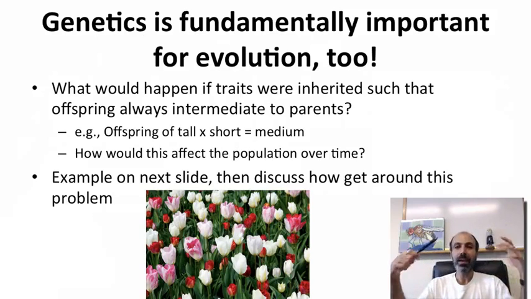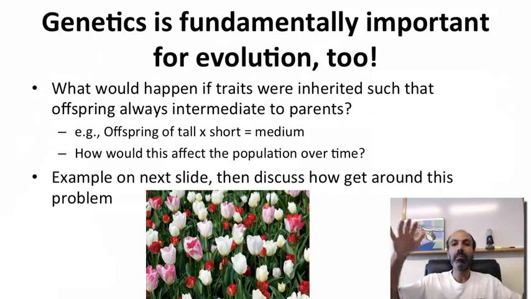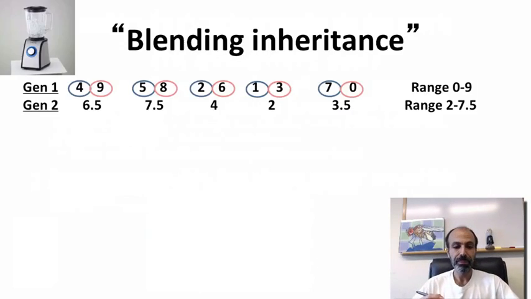What would happen if this happened over time, over and over again? Eventually, everybody in the population is going to come back to some sort of average. Basically, you'll lose all variation in the population. This is referred to as the problem of blending inheritance. Let me give you a numerical example just to illustrate this point.